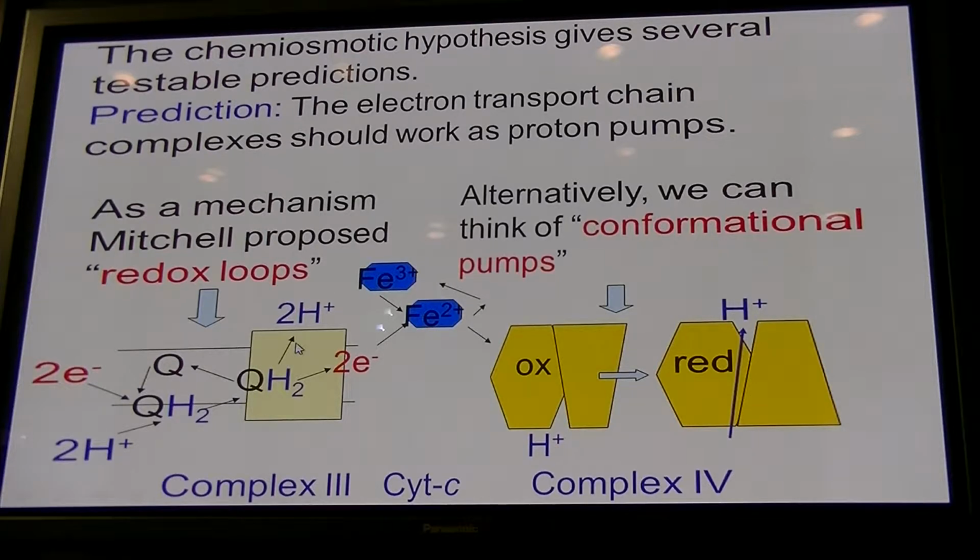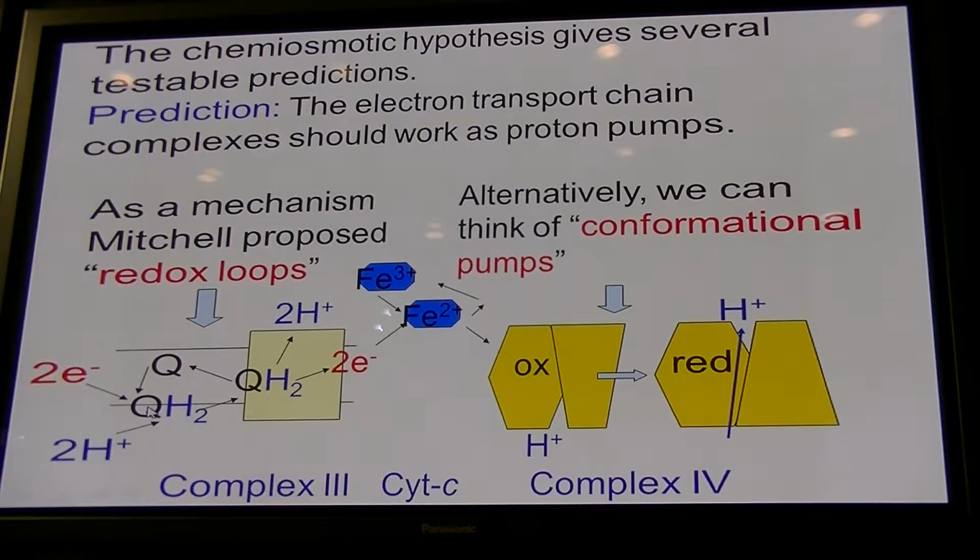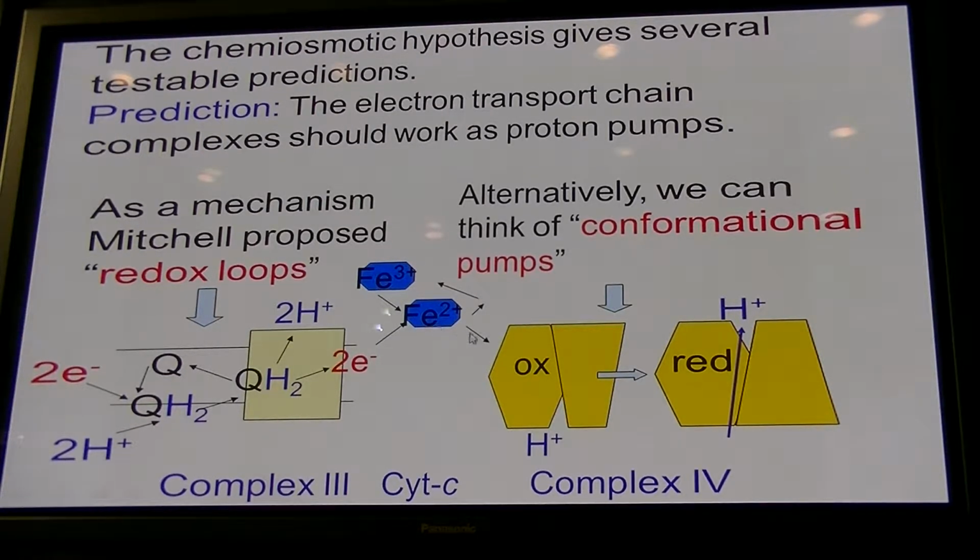It's not really pumping, but it's still driven by the difference in redox energy between oxidized and reduced quinol. Okay, so that set of electrons from complex 3 is then given to iron, which sits in heme, which sits in cytochrome C. So that iron 3 becomes reduced to iron 2. And those electrons are then given to complex 4, ultimately leading to the reduction of oxygen.